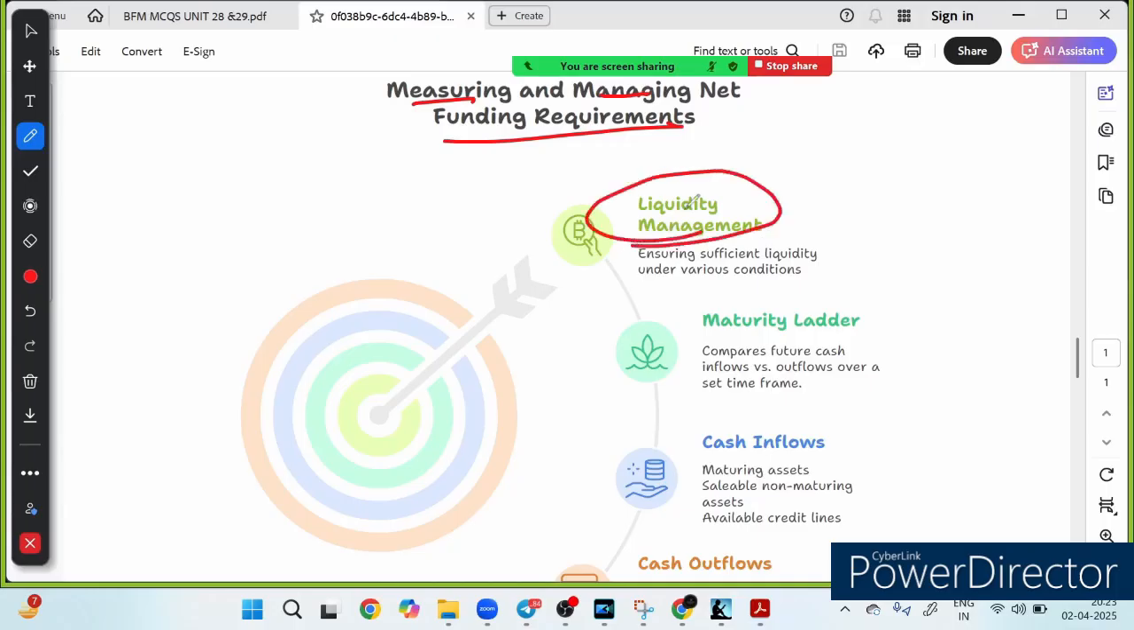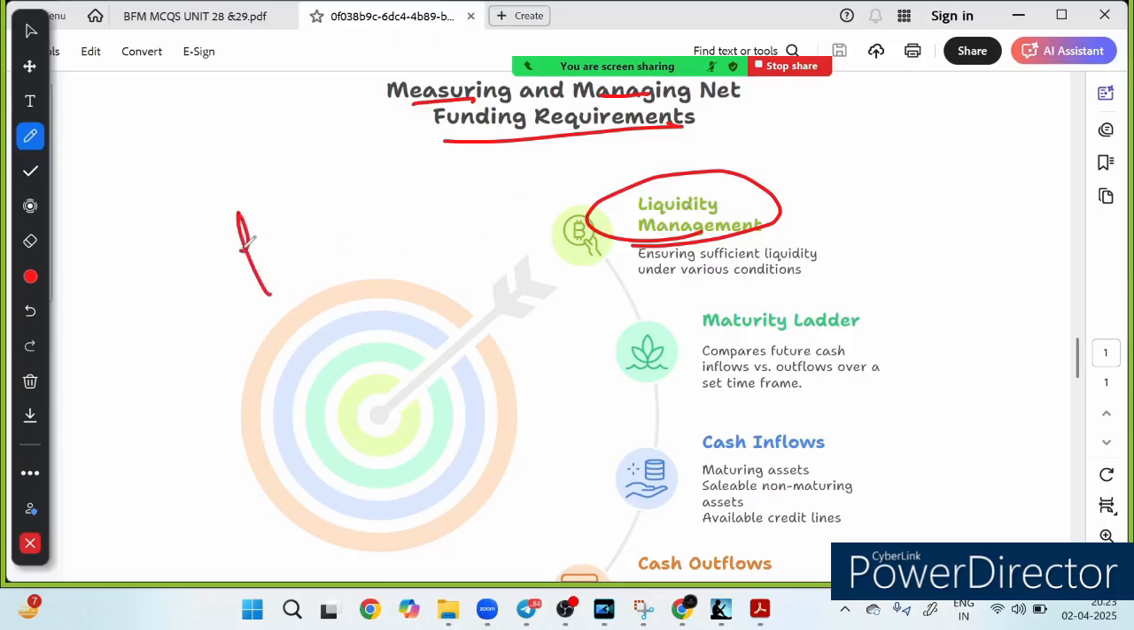The first thing is called liquidity management. Liquidity is the key. Every bank needs to ensure that it has enough liquid assets to meet its obligations under different conditions. The idea is to always have a cushion to weather any financial storm, whether it is market fluctuation or unexpected withdrawal. Then comes the maturity ladder.